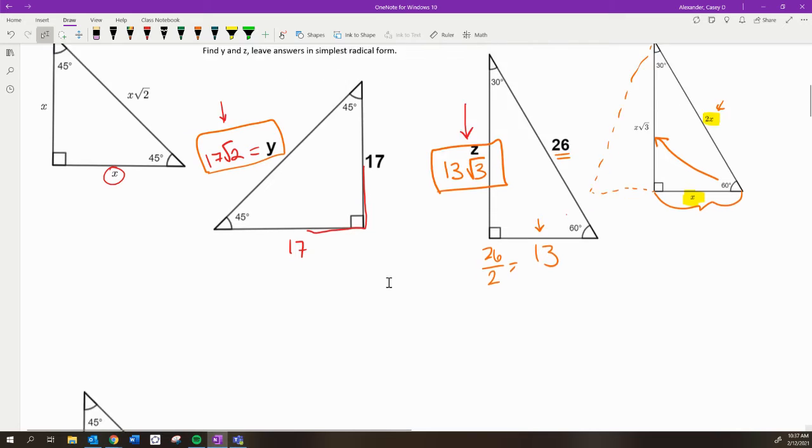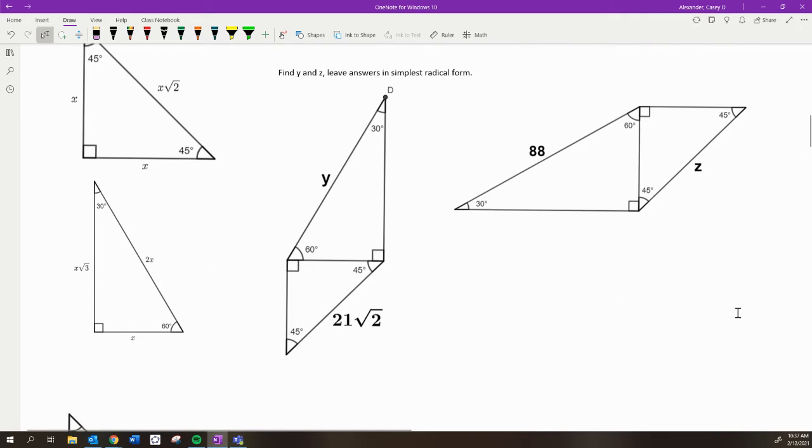And then we looked at some slightly more complex ones. So here in each of these problems, I took a 45-45-90 and a 30-60-90, and I butted them up against each other so that they have a shared side. And I said, okay, everybody take a couple minutes and see if you can figure out the length of y, but you have to work your way through the triangle.